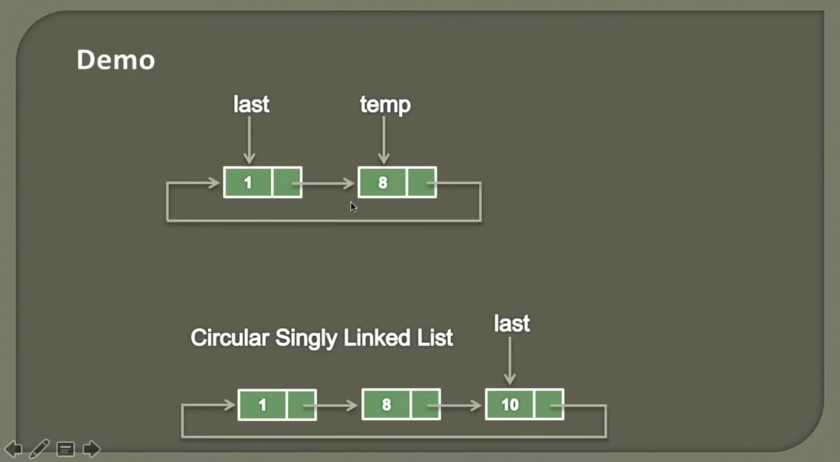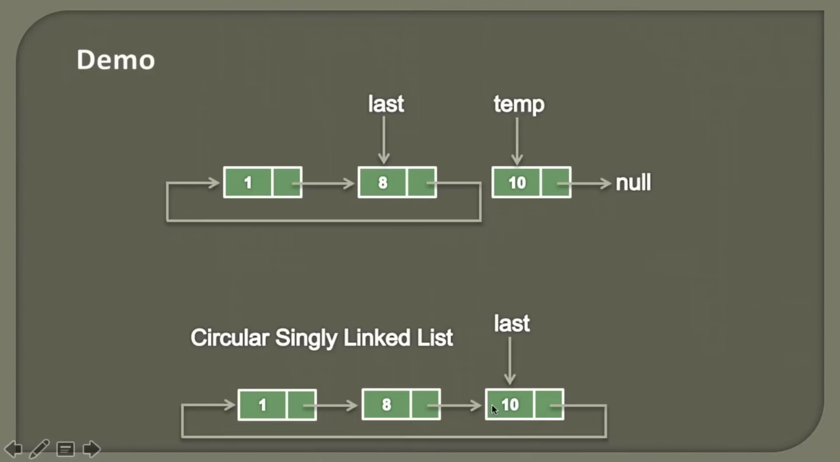And one last step we need to do is, as we have inserted node 8 and we know that this is the last node, therefore we'll simply assign the value of temp to last. So it would look something like this. So after the insertion of node having data as 8, the circular singly linked list looks like this, where node having data as 8 is pointed by the last node and its next points to the first node. Therefore it maintains a circular property.